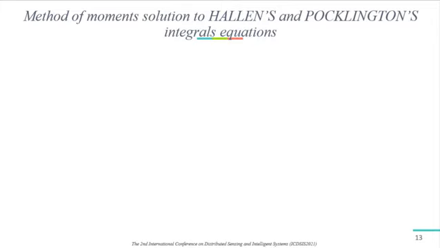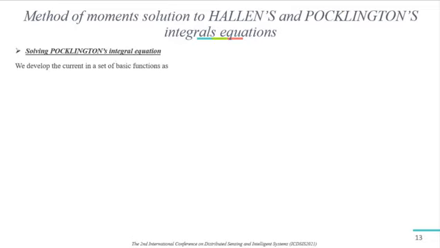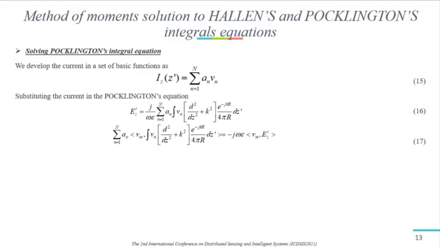Now we move to the solution of Pocklington's integral equation. First, we expand the current in a set of basis functions as presented in equation number 15, and substituting the current in the Pocklington equation, we obtain equation number 17.